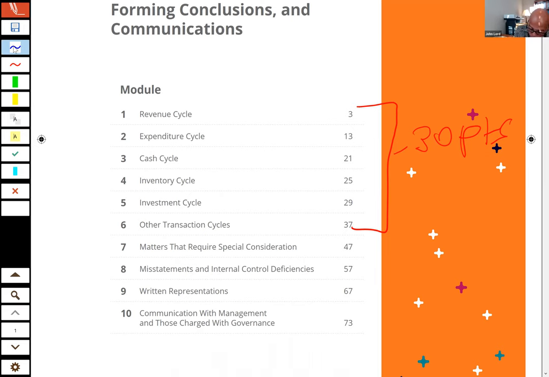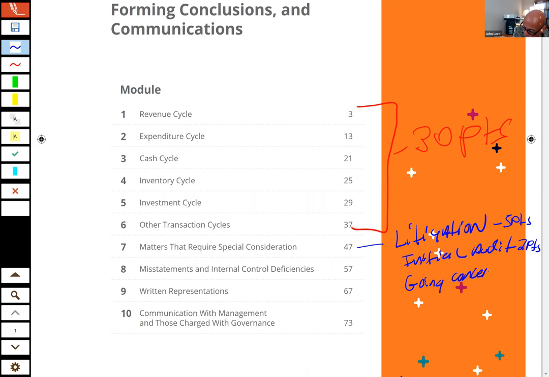We'll start getting into some other matters here. And I'm just going to call out one of them, which is litigation. How will we handle litigation? Okay, and that's going to be about 5 points. We'll also talk about initial audits in this chapter. Initial audit is like the first audit that an entity goes through. Pretty light, probably about 2 points. And then we're going to talk about going concern, and the auditor's responsibility in that area, and that's about 2 points.